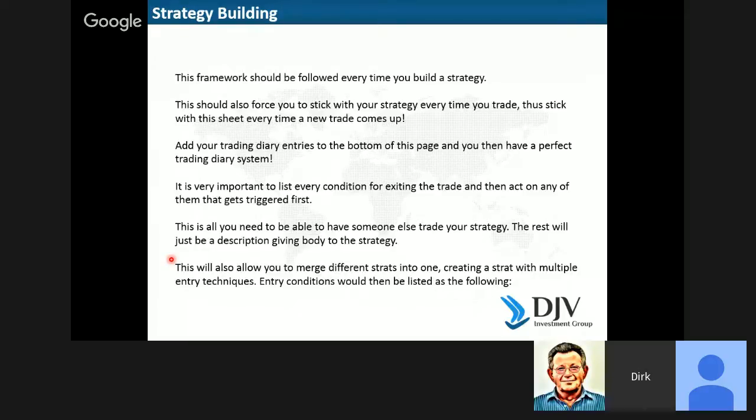This framework should be followed every single time you build a strategy. Okay, and this is going to force you to stick with your strategy every single time. You've noticed that I've put little tick boxes, especially in the entry conditions and exit conditions. Those tick boxes need to be there because you physically need to tick off each condition as it happens, and you can only enter the trade once all of the conditions have been ticked. This makes sure that you follow the discipline within your system and you don't get influenced by the emotions.